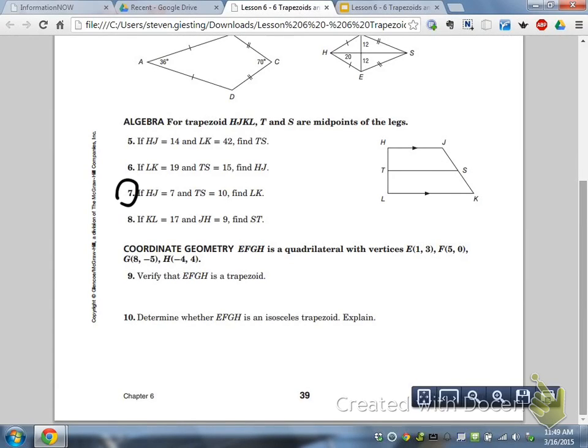Okay. All right. If HJ is 7 and TS is 10, find LK, and don't shout out the answers. There you go, Homa. I'll go slow them down for you. Thank you. You're welcome.